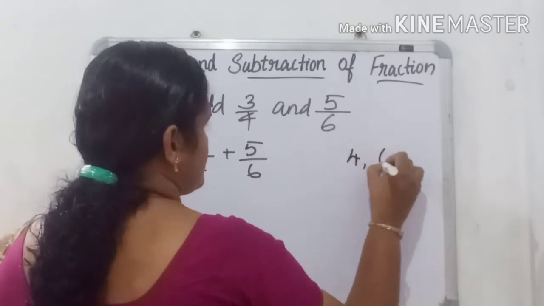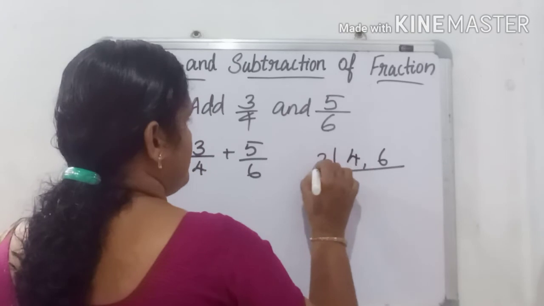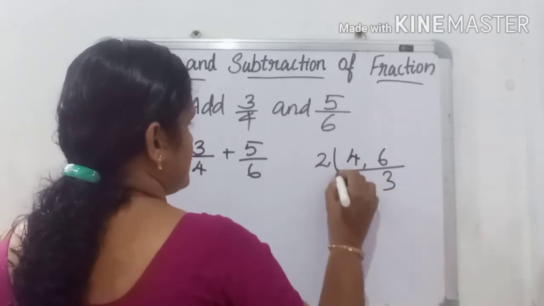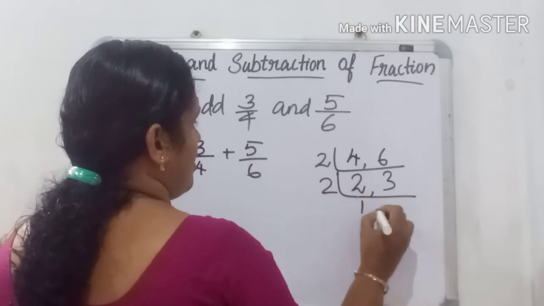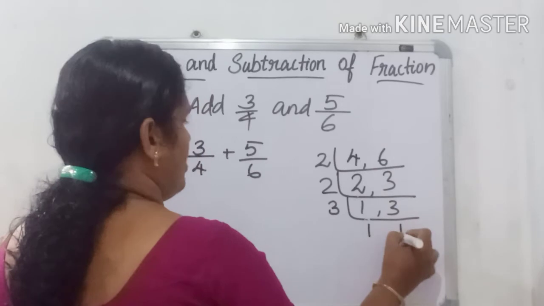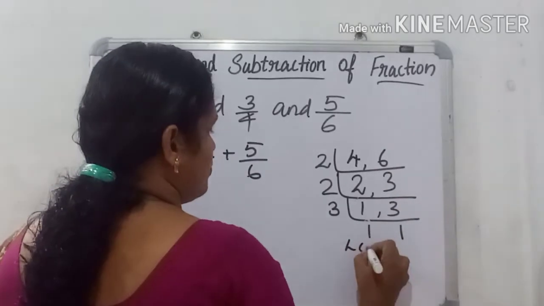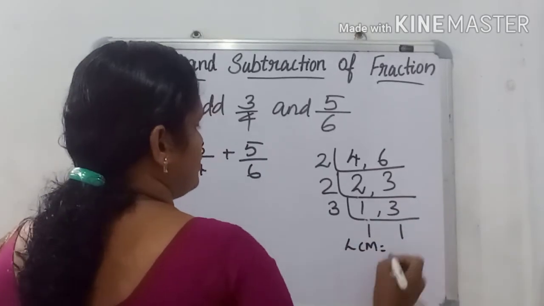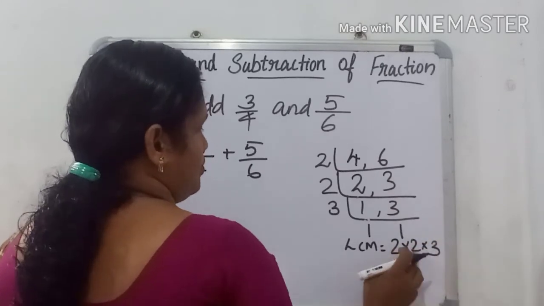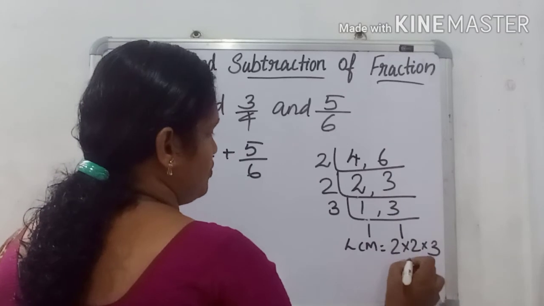4 comma 6 divisible by 2. 2 2s are 4, 3 2s are 6. 2 1 3. 3 1 1. LCM equals 2 into 2 into 3. 2 2s are 4, 4 3s are 12.